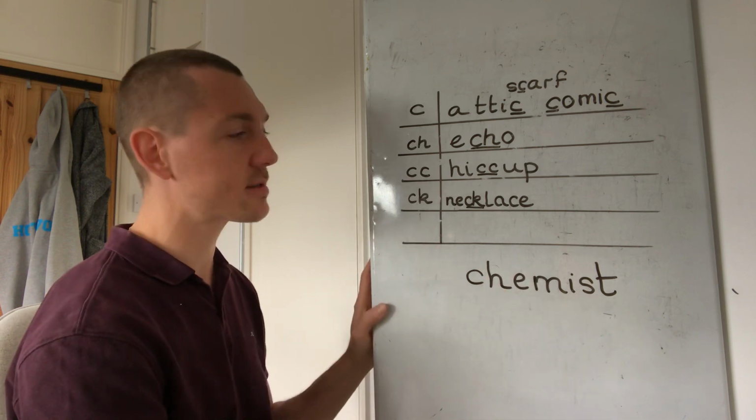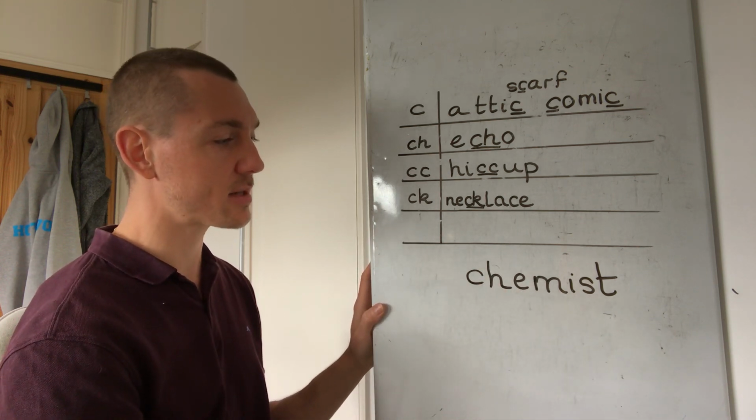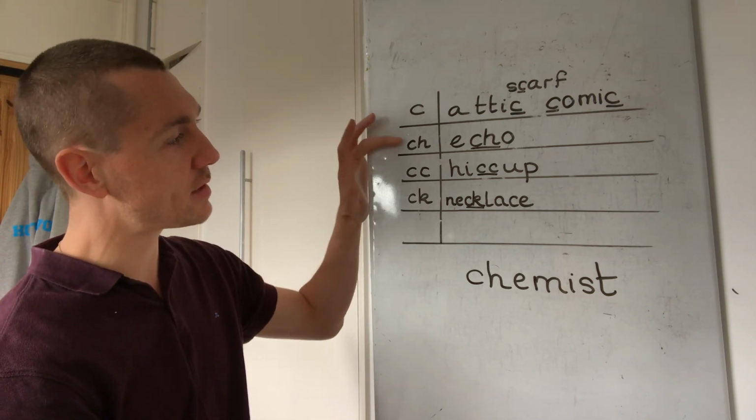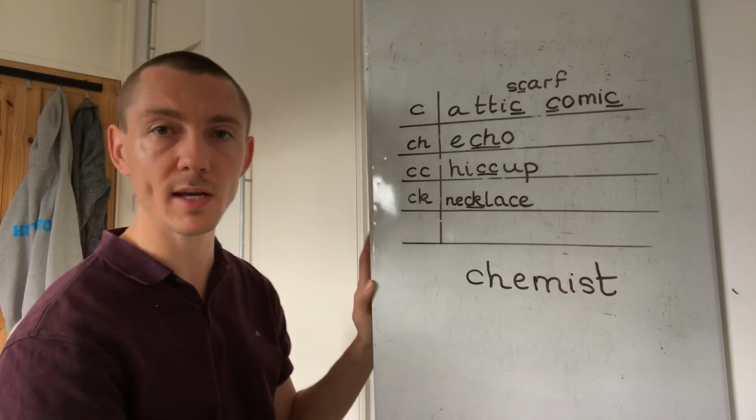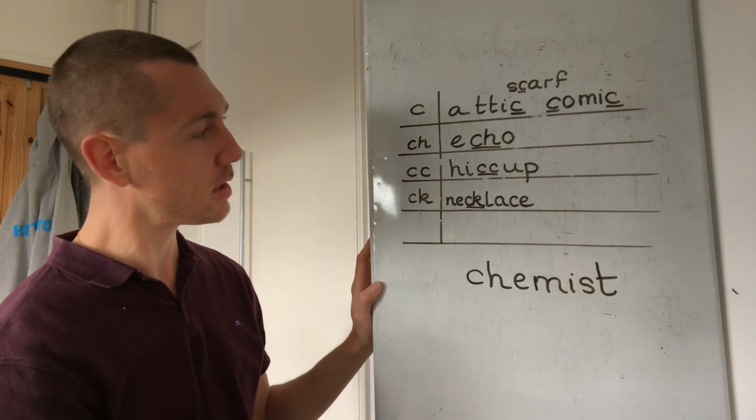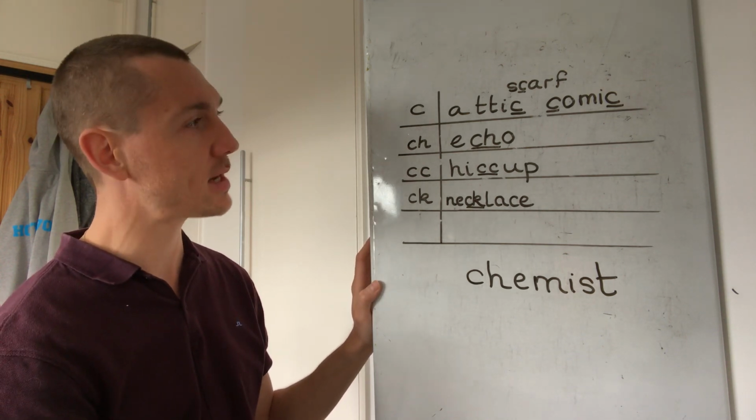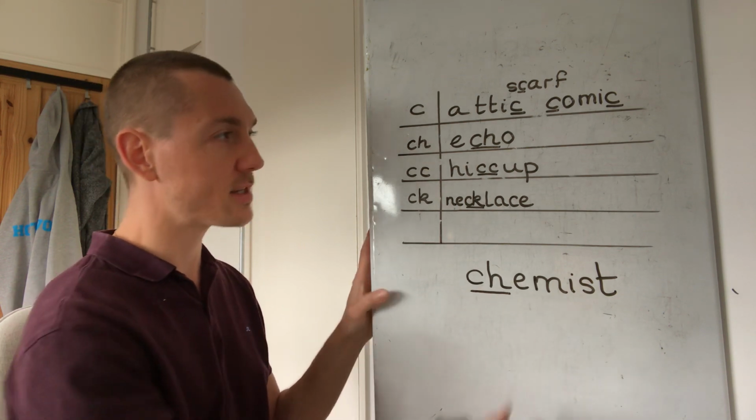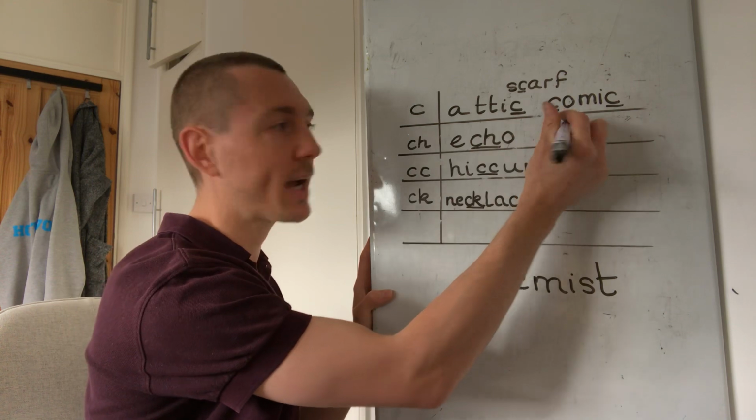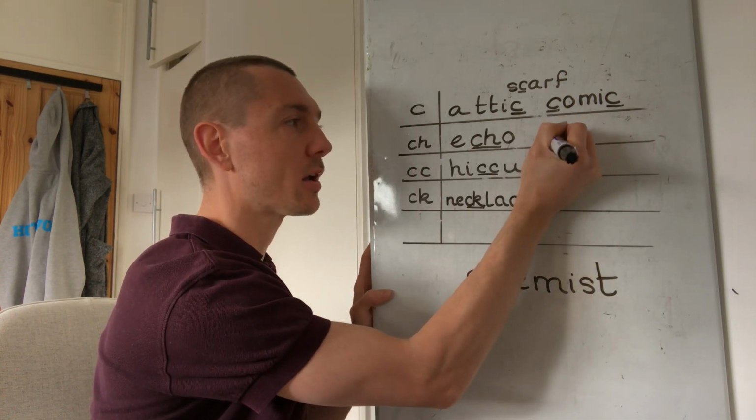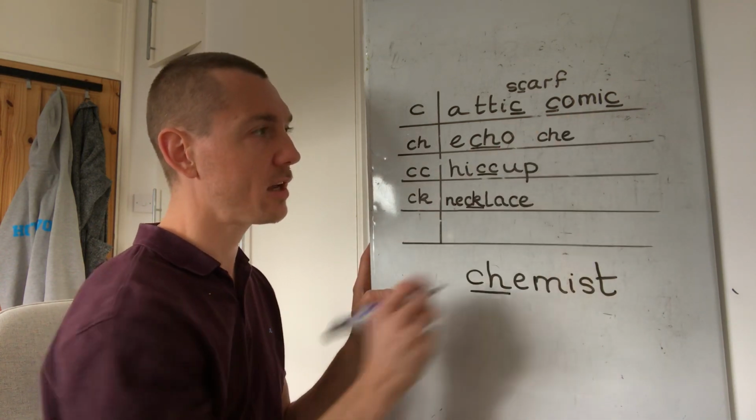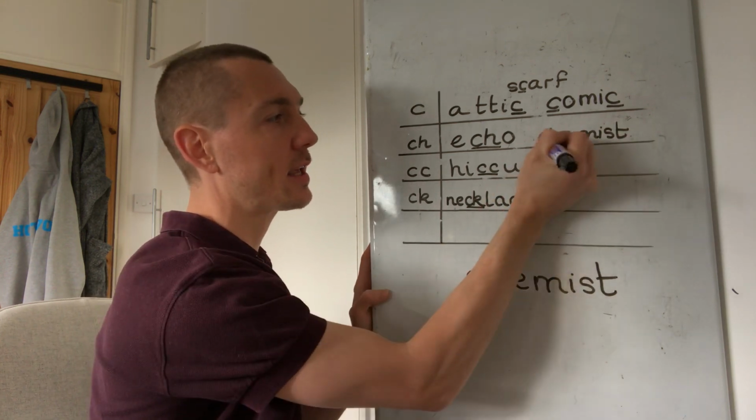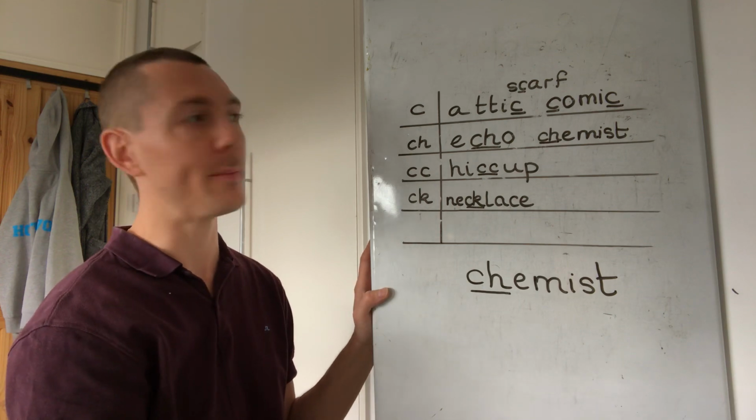Good. Chemist. 2 syllables. Mist. Chemist. This section, this section, this section, this section, or a new section? What do you think? What spelling of k can we see? We can see the CH spelling of k. And we write it with its syllables in that same section as echo. And we say k, e, ke, mist, ist, ke, mist, chemist.